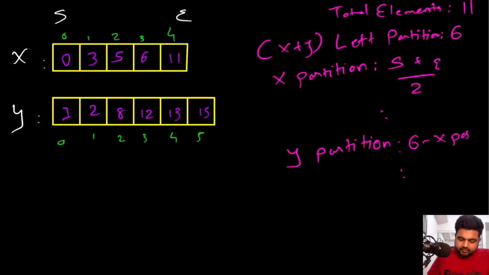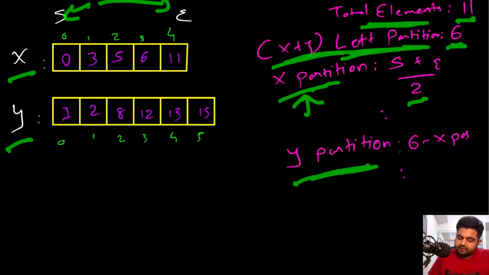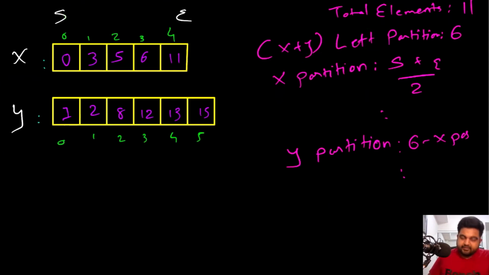Okay, so now suppose this is the example of x and y values we are given. I have calculated the total number of elements we have, which is 11 in this case, which means, as explained previously, the left partition that we will have to make, that is combined of x and y elements, has to be of size 6. Now for this x partition, depending on the starting and ending value divided by 2, we are going to calculate how many elements are needed in the x position, and based on that we would calculate how many elements are needed from the y side of the array, based on this formula of 6 minus whatever value we get from the x position, and then we will try to compare the values.